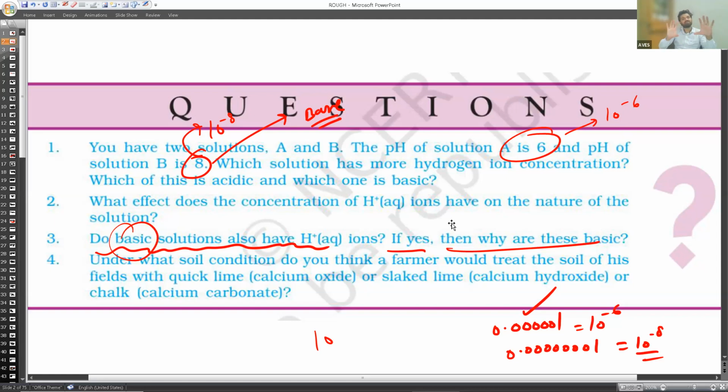Why at 7 pH is the substance neutral? Because at 7 pH the H plus ion concentration of the solution is equal to the OH negative ion concentration. That's why. Understood the concept? Okay, so note the question here. Do basic solutions have H plus ions? And if yes, then why are they basic?